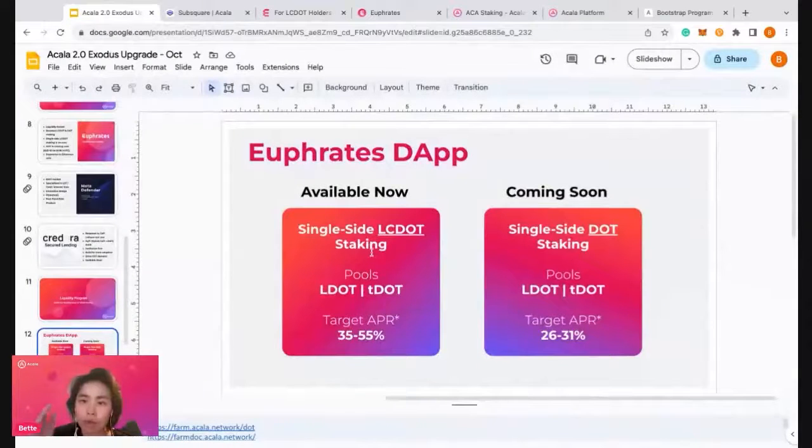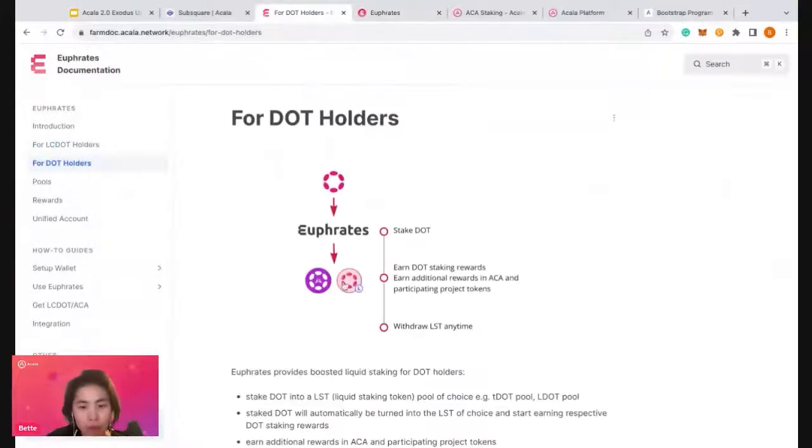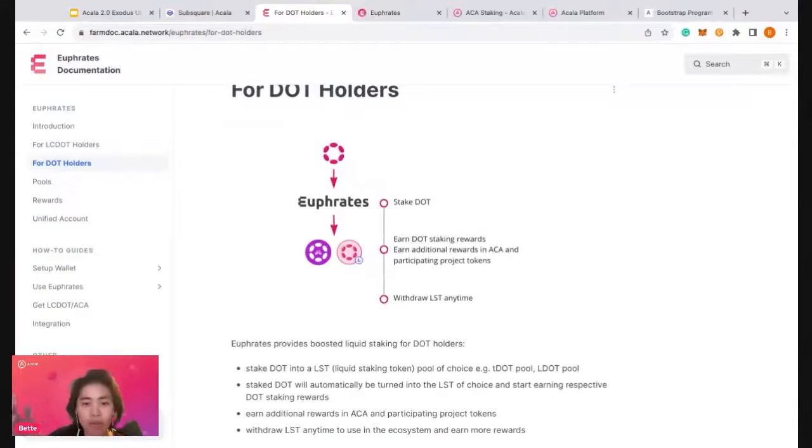And for DOT also, the DOT reward is coming next. As I mentioned, I think it will come on the 24th. The DOT side of things is even simpler, because once you unlock your staked DOT, it will go straight into the pools, the TDOT pool or the LDOT pool, and start earning rewards. The rewards mainly come from DOT staking, the so-called real yield.